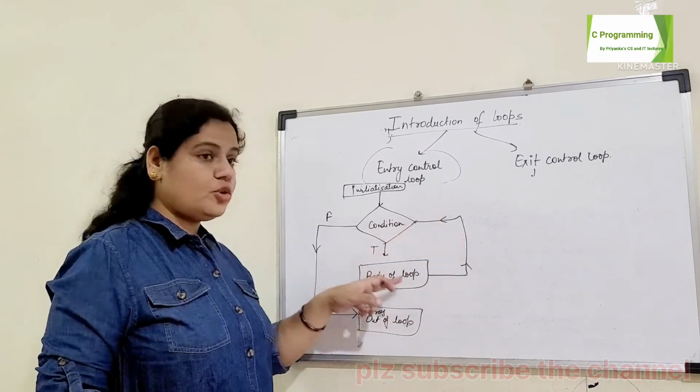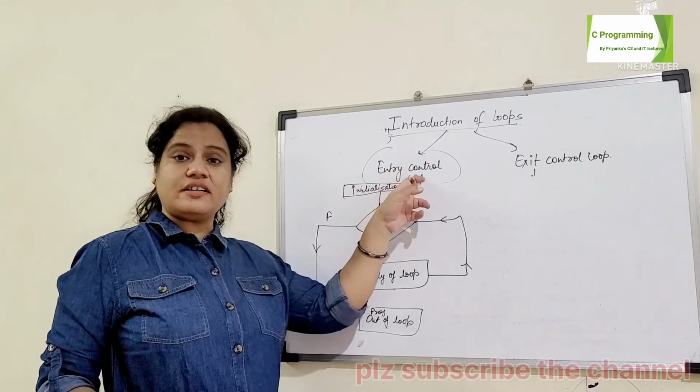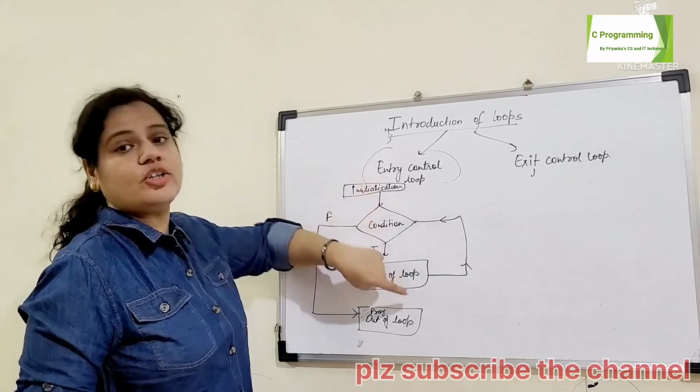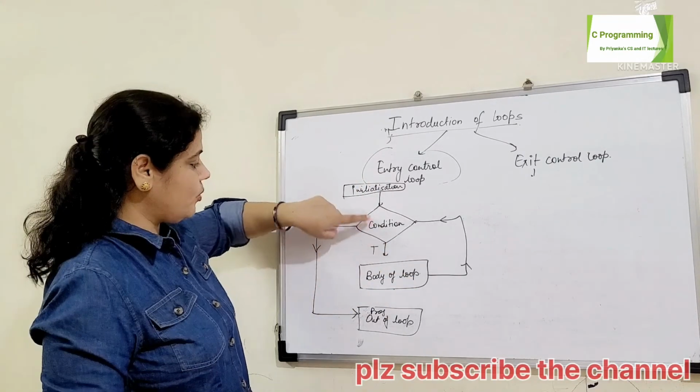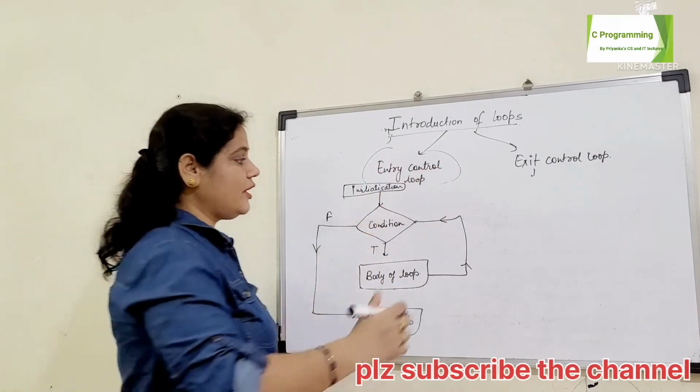This is called the looping statements. If the condition becomes false, then it will come out. This is called the entry control loop. At the time of entry, if the condition is false, then it will not go inside the body part of the loop and it will come out. This is called the entry control loop. Next is the exit control loop.